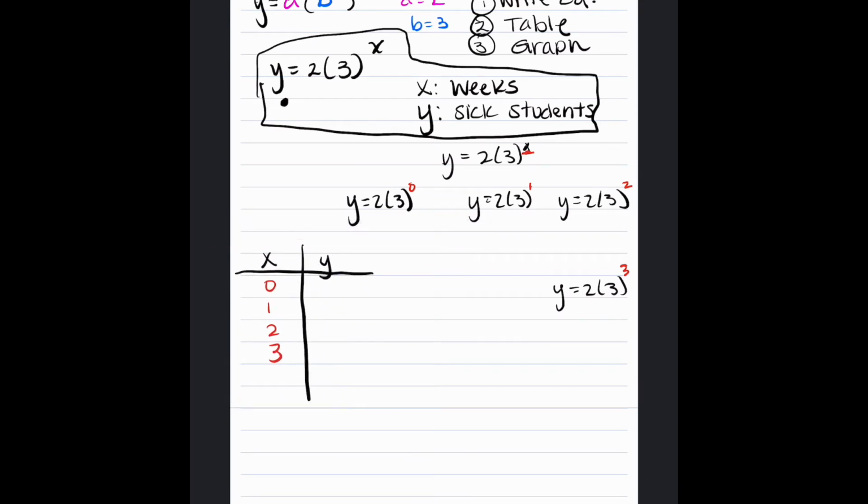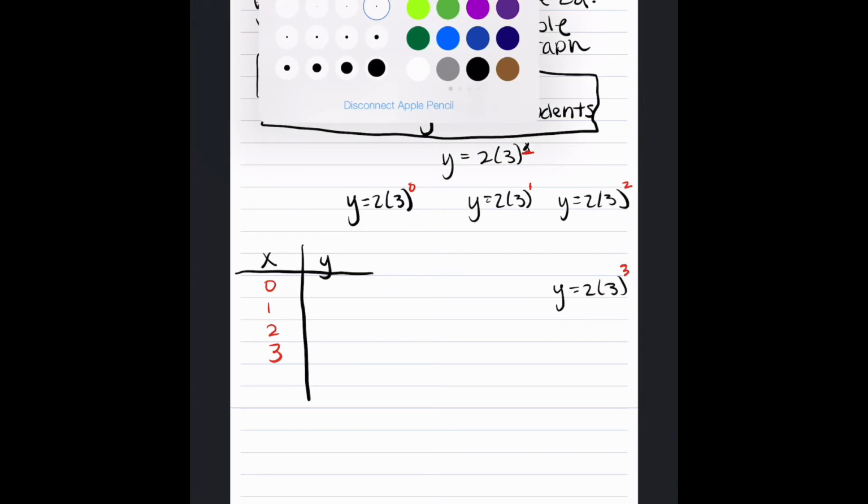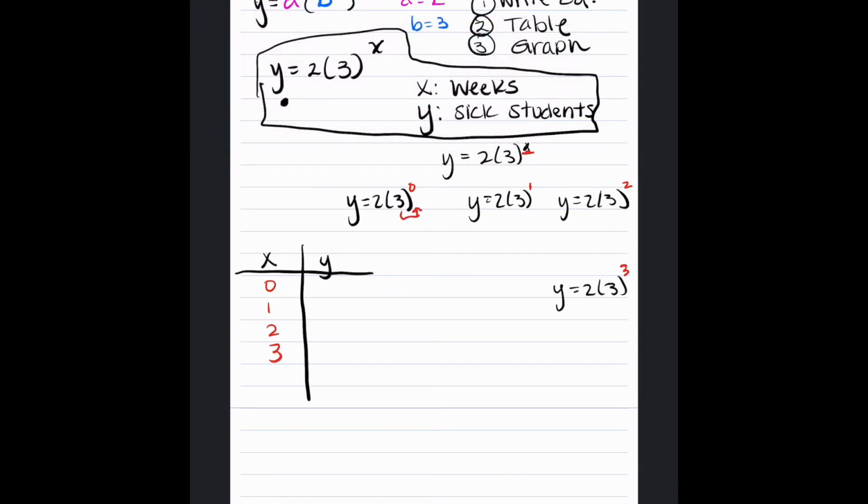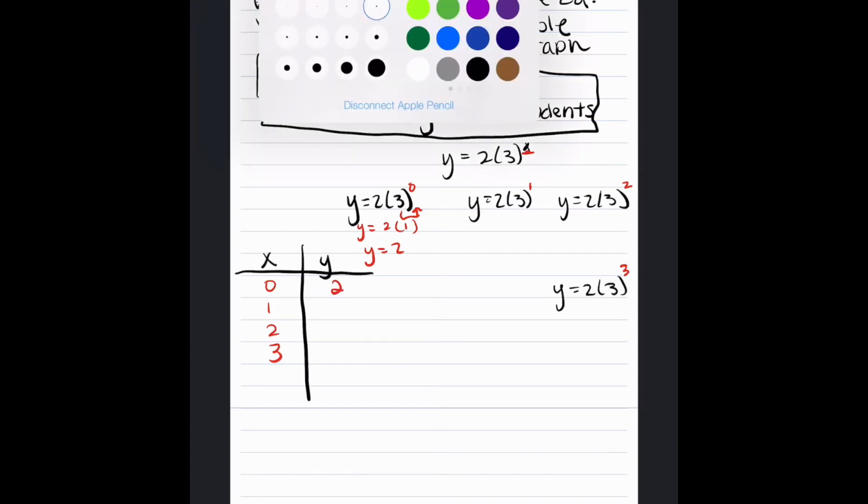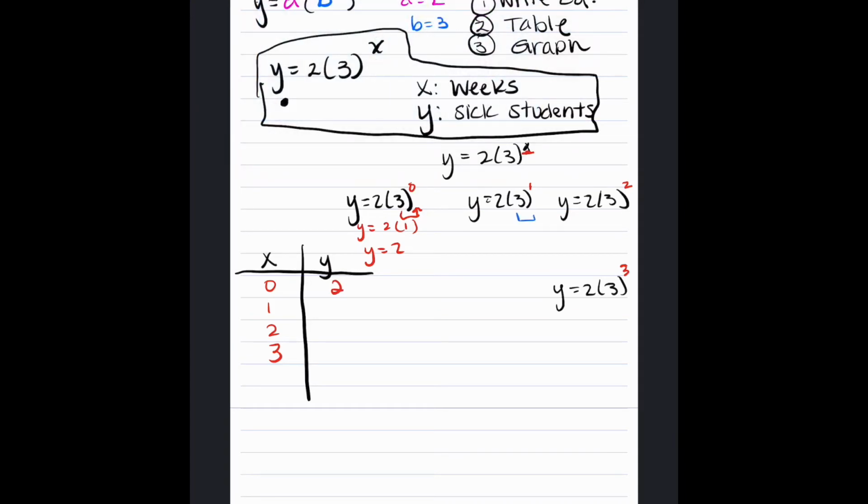So I'm going to start by doing 3 to the 0 power. Any number to the 0 is 1. So then I have y equals 2 times 1. So y must equal 2. So when x is 0, y is 2. I'm going to do this in a different color. 3 to the first power is 3. Y equals 2 times 3, so y must equal 6.